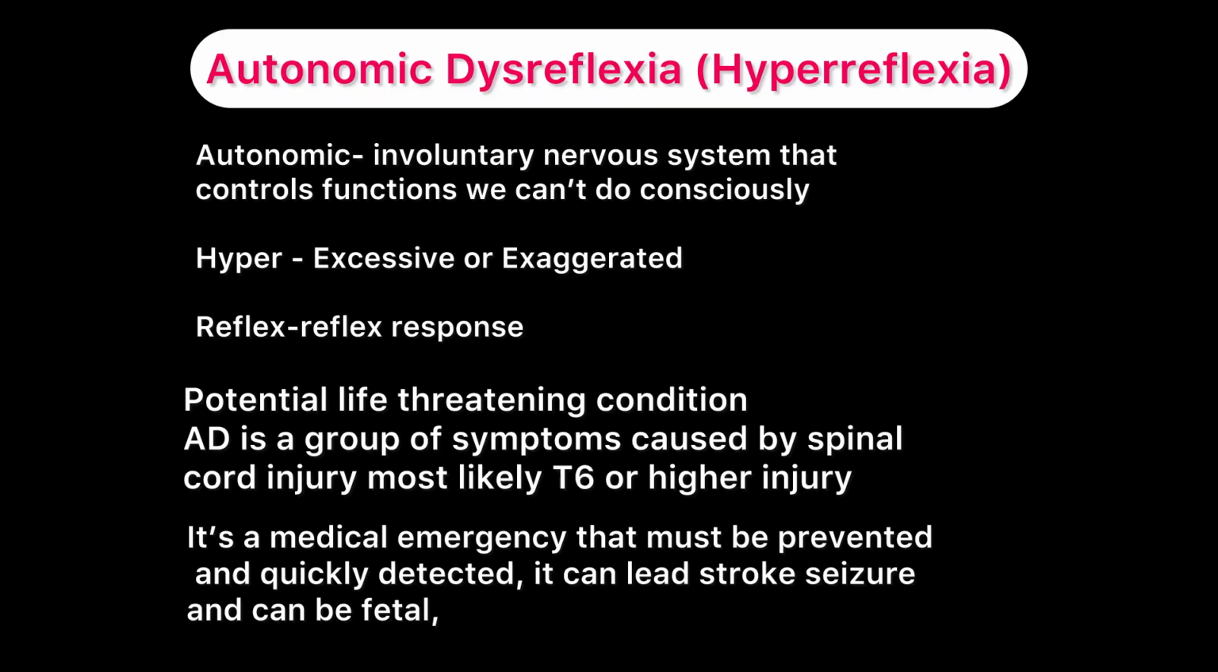Now the next topic is autonomic dysreflexia, which is also known as hyperreflexia. This is a potentially life-threatening condition. It is a group of symptoms caused by spinal cord injury, most likely T6 or higher injury. Autonomic hyperreflexia is an exaggerated reflex response by the autonomic nervous system. It's a medical emergency that must be prevented and quickly detected. It can lead to a seizure, stroke, and can be fatal.